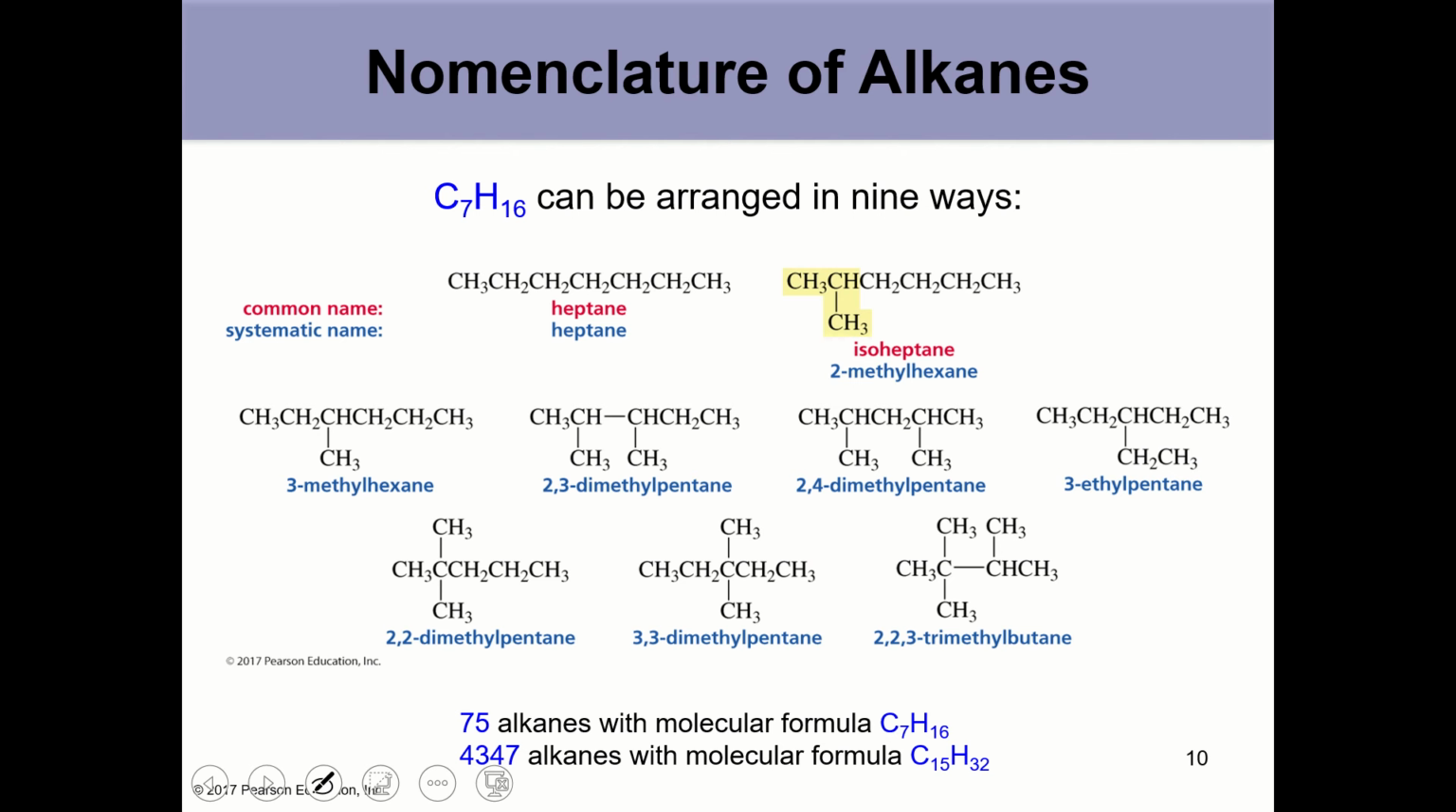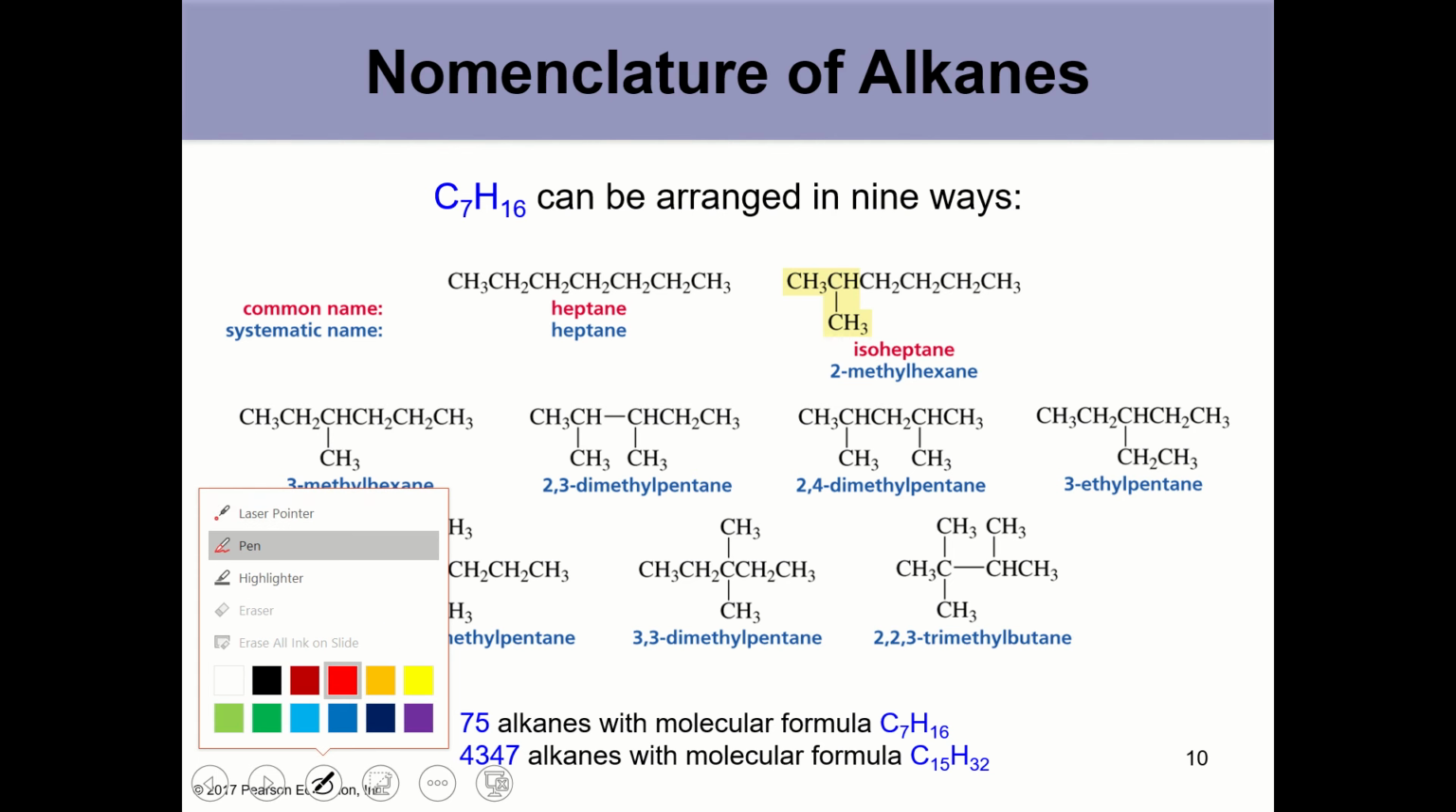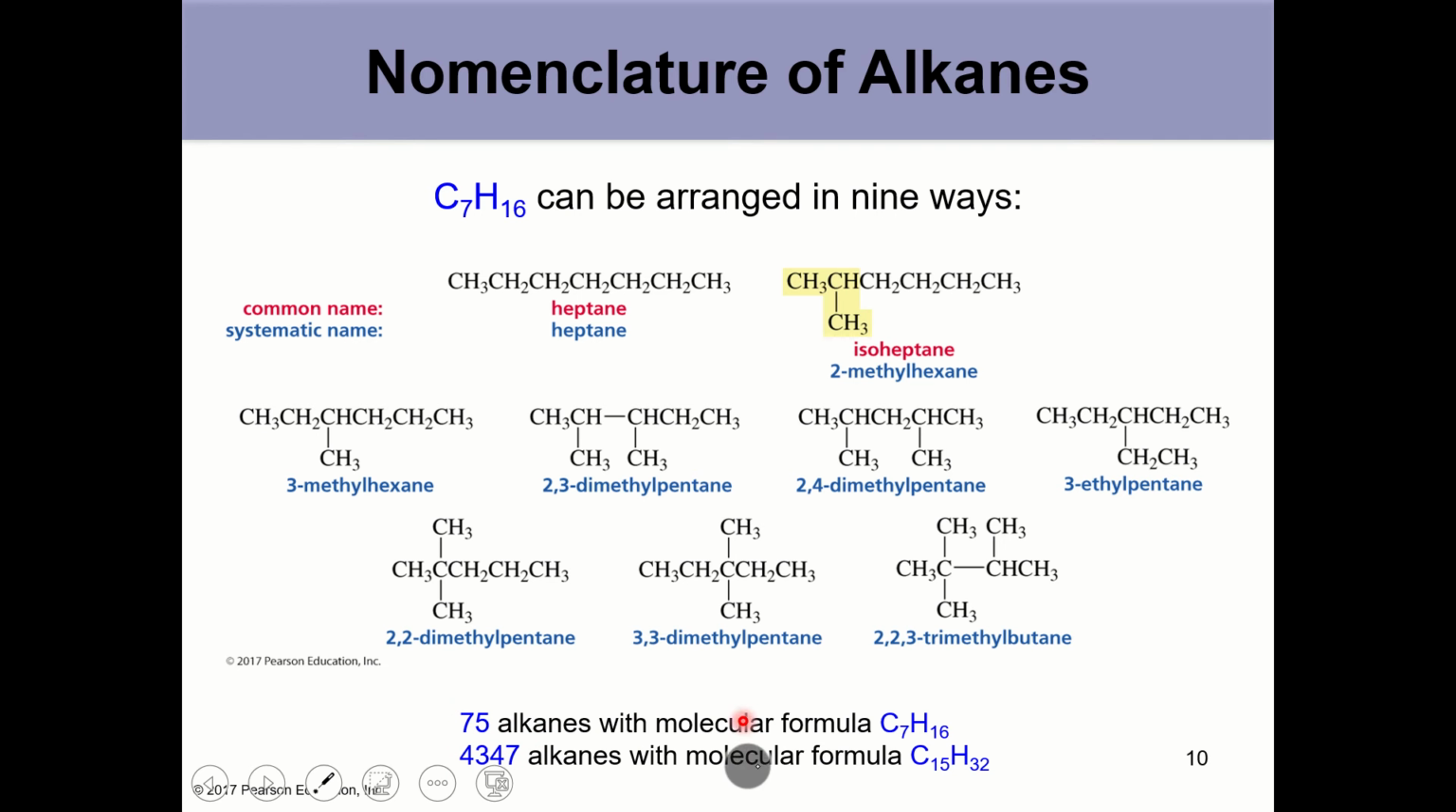When we get up to 7 carbons, there are many, many ways to draw C7H16. And in fact, there are 75 alkanes with the molecular formula C7H16 and 4,347 alkanes with the molecular formula C15H32. So it can get really complicated drawing the different possible constitutional isomers of carbon chains.